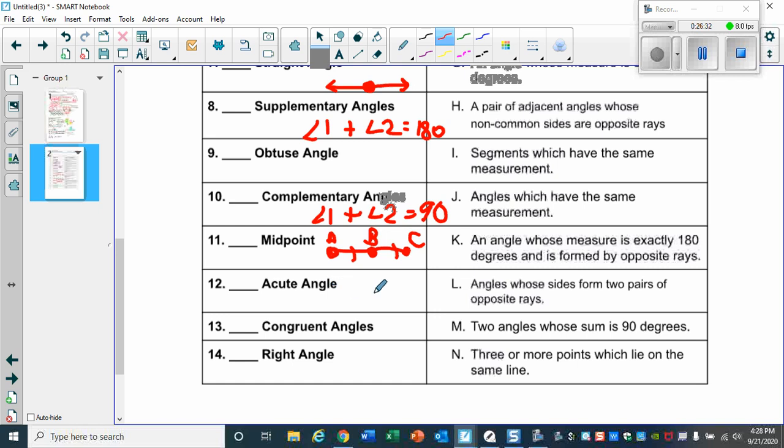Right. 12, an acute angle. Ask yourself, acute angle, is it between 0 and 90? Exactly 90? Between 90 and 180? Or exactly 180? Congruent angles. Somewhat like congruent segments. What do you know about two segments which are congruent? Last but not least, 14, your right angle. This is, again, the sum of the angle is exactly a certain number.